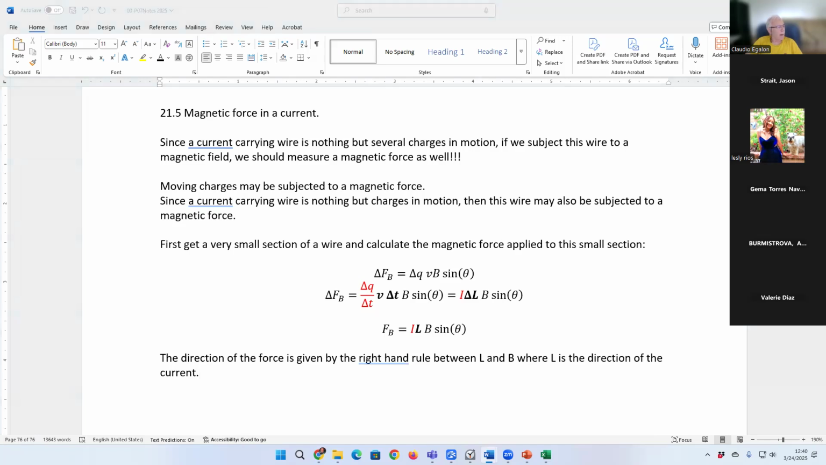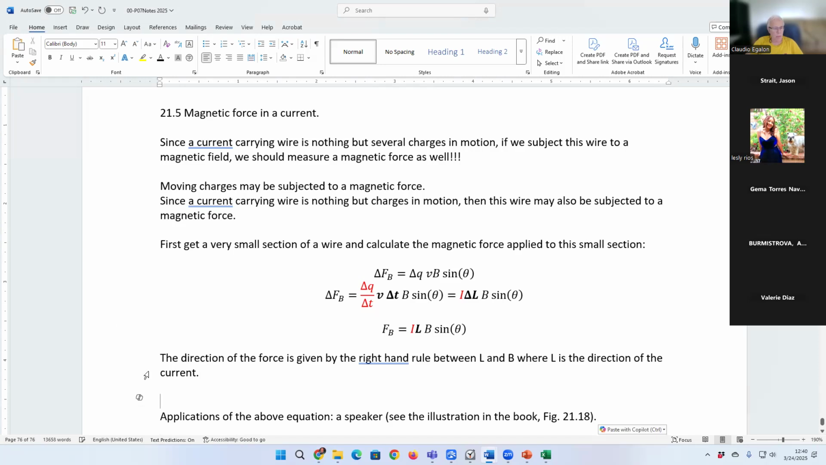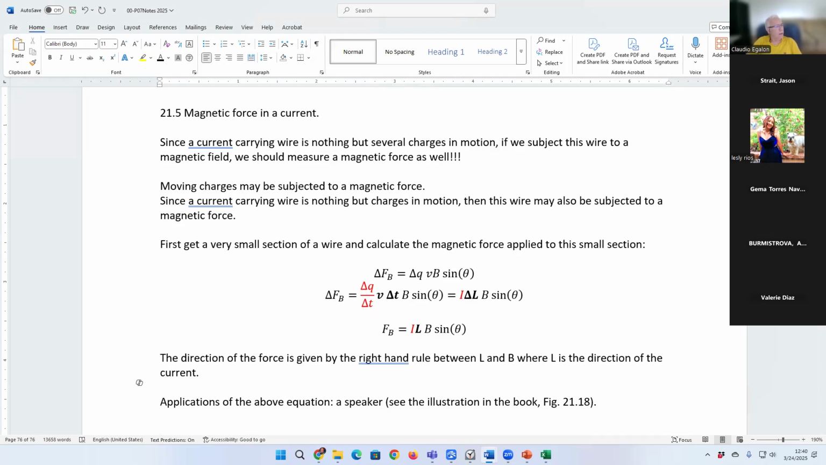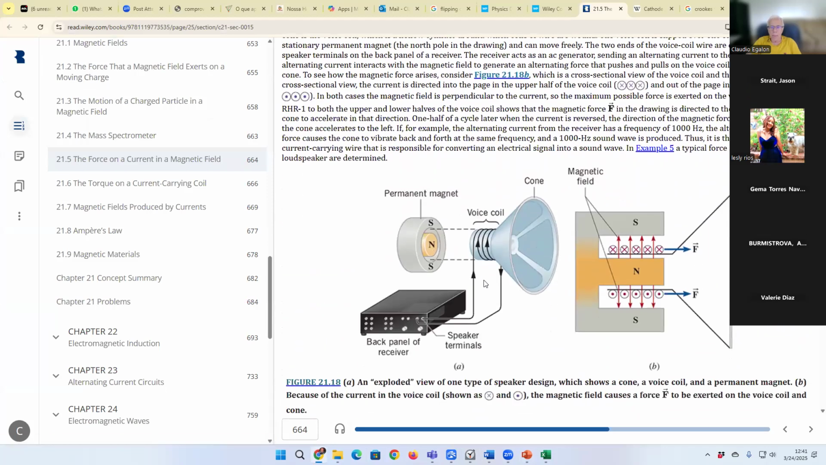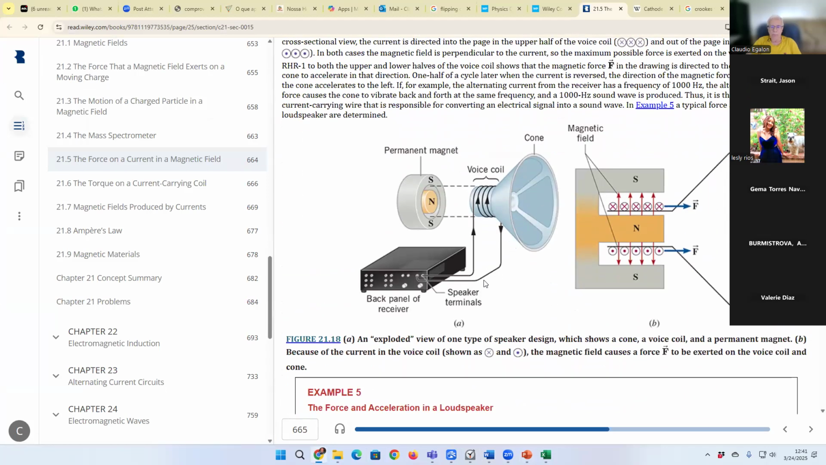And there is a practical application for that. If you want to understand how speakers work, you gotta look into this equation that you saw here. Figure 21.18. Let's say 10 more minutes to go, right? That's 21.18, right in here. Okay, we have the wires wrapped around here, the speaker.